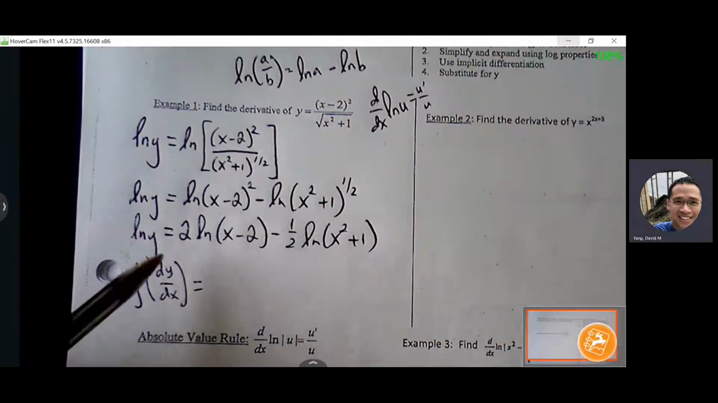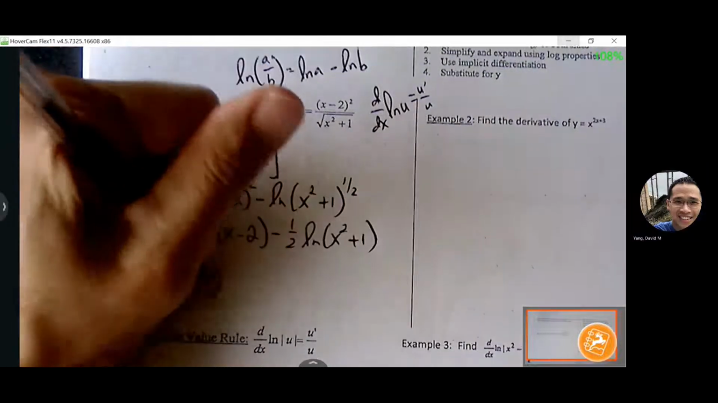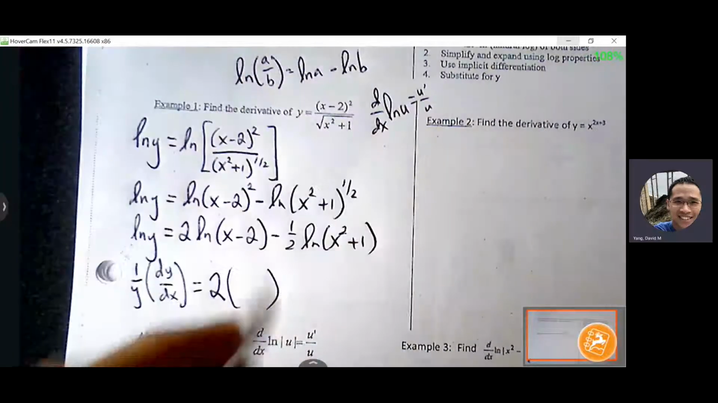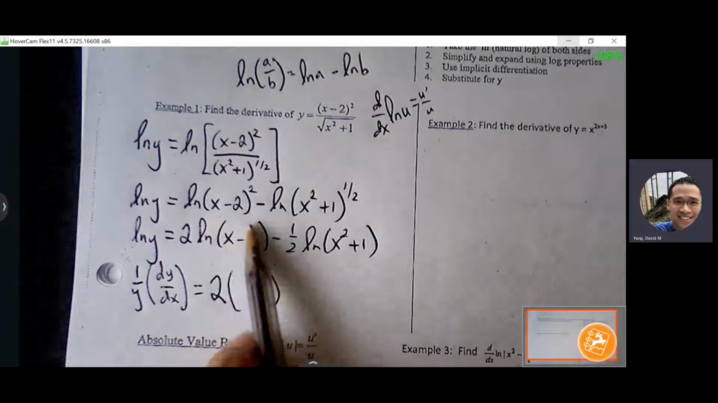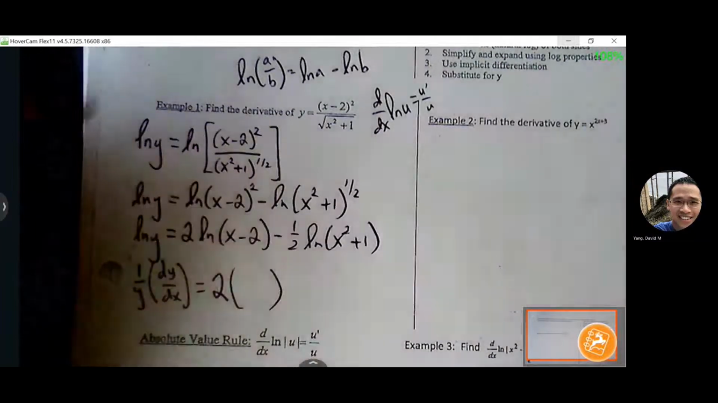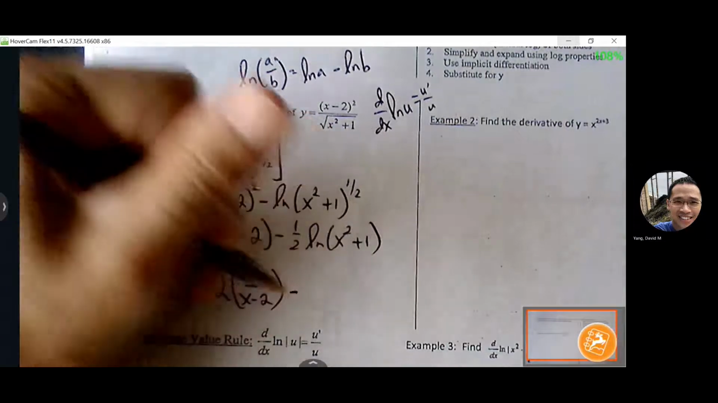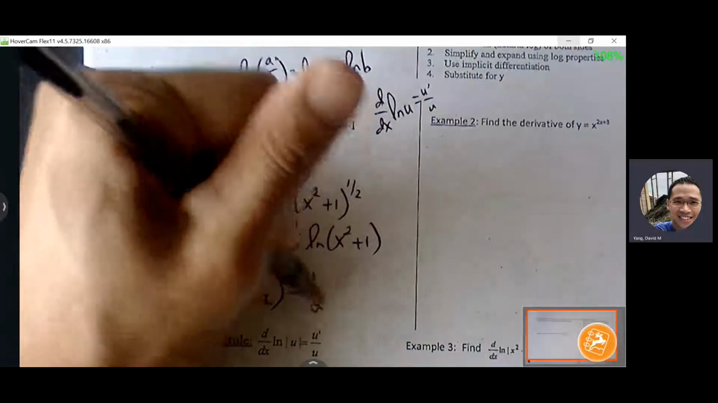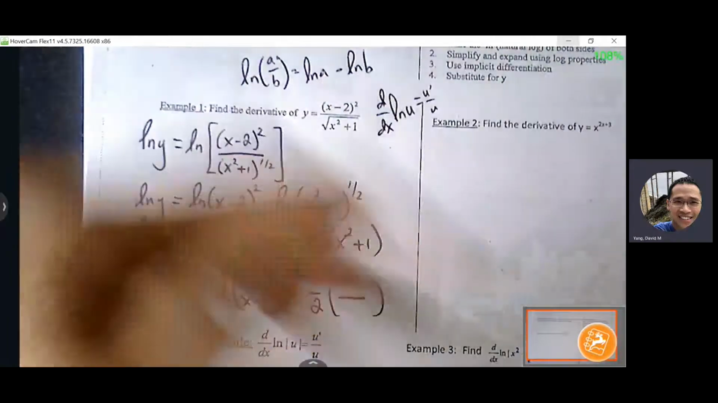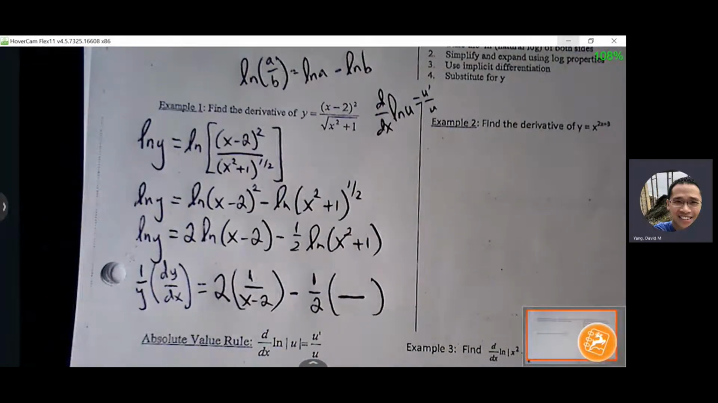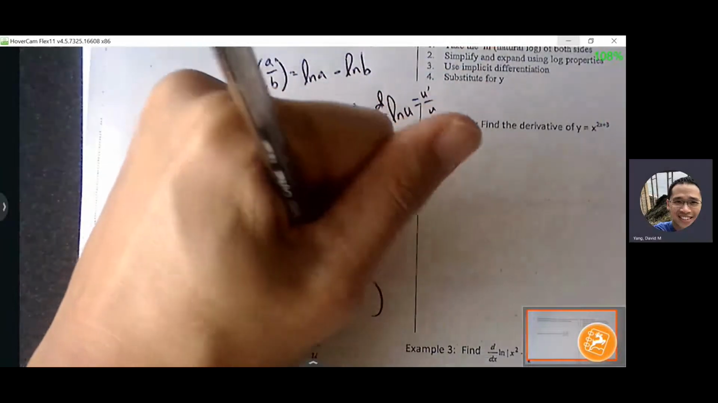Okay. Moving on to the right side here, 2 natural log of x minus 2. The 2 will stay. And then what's u prime over u for my expression here? Yeah, 1 over x minus 2. The 1/2 stays, that's just the coefficient. And what's my u prime over u for my second term? Yep, 2x over x squared.